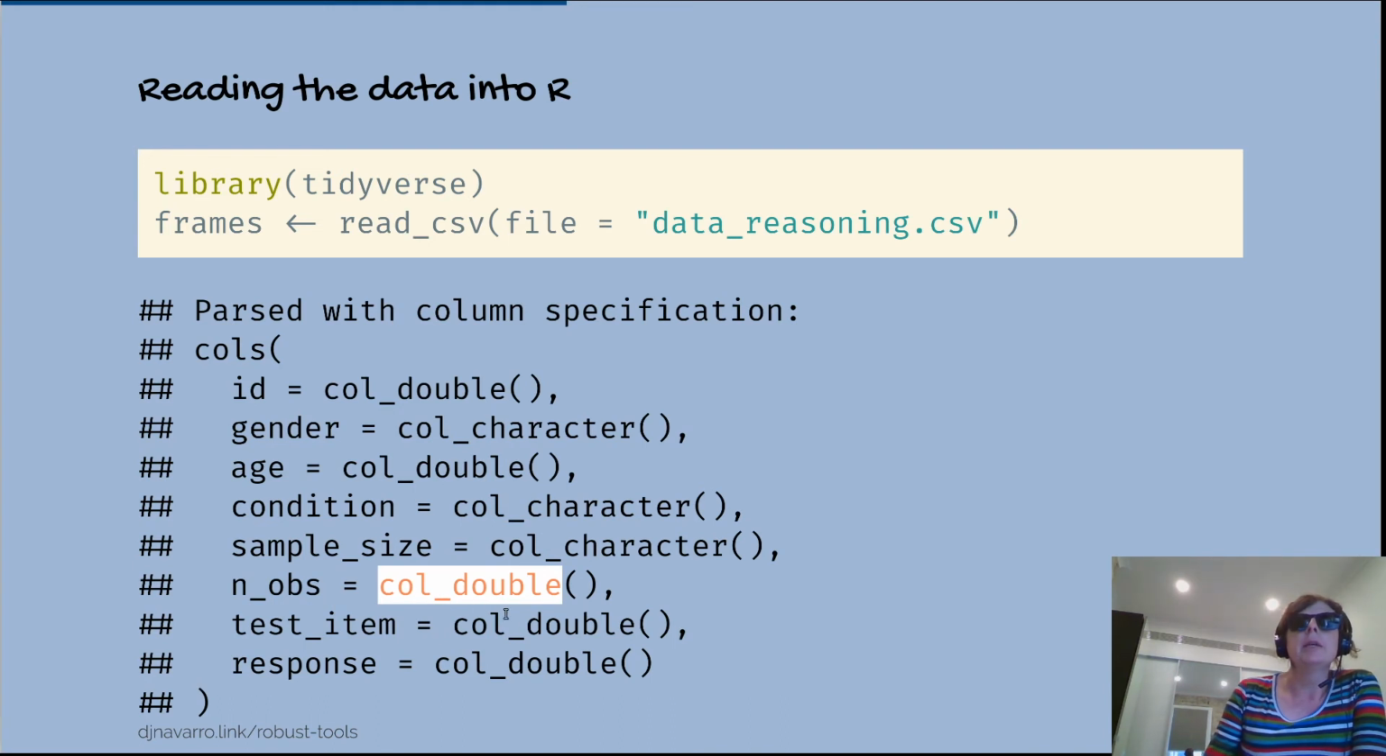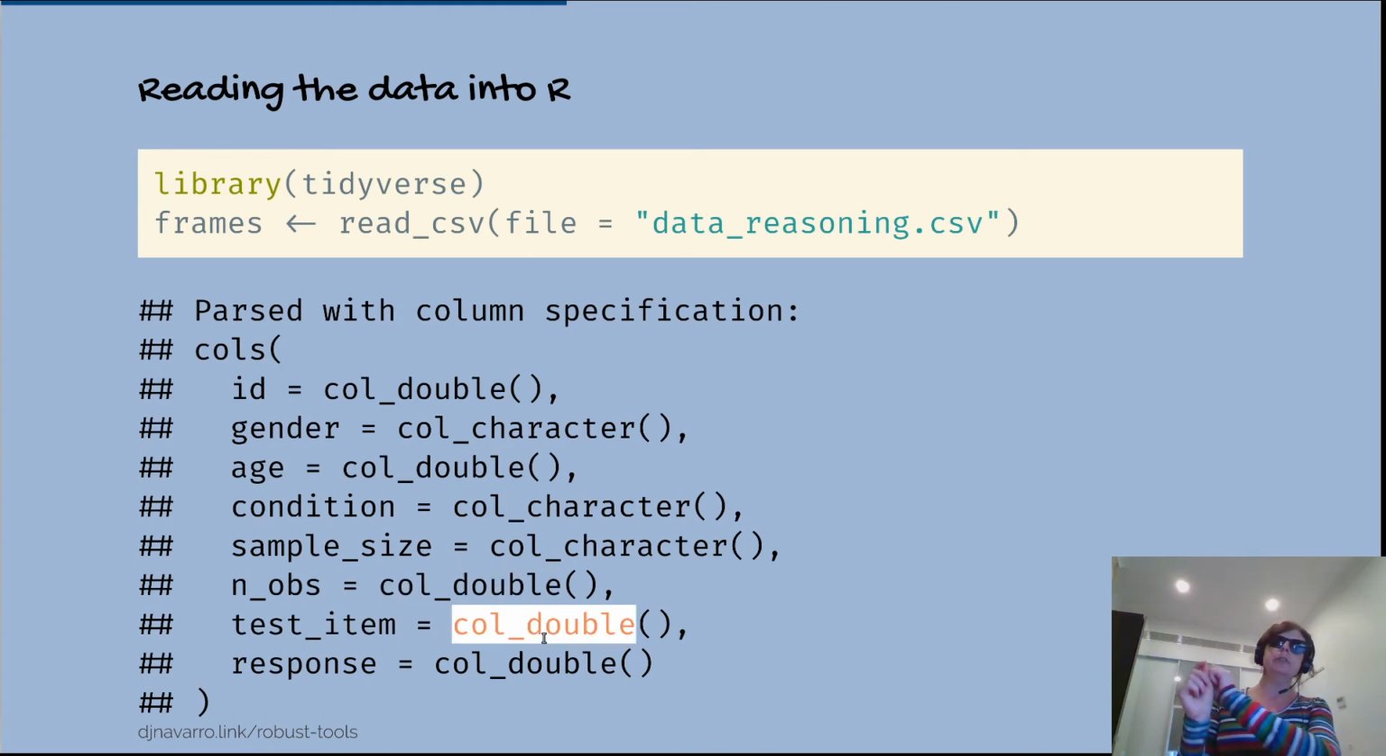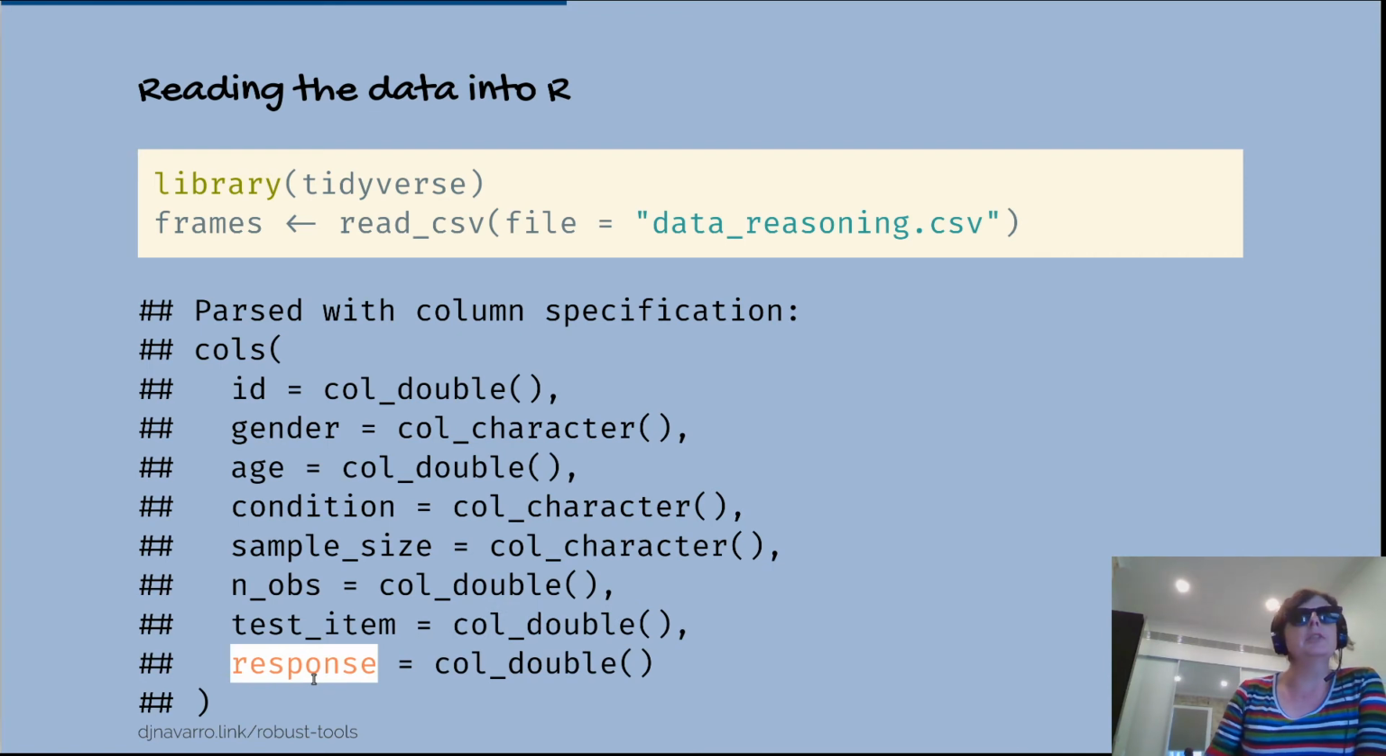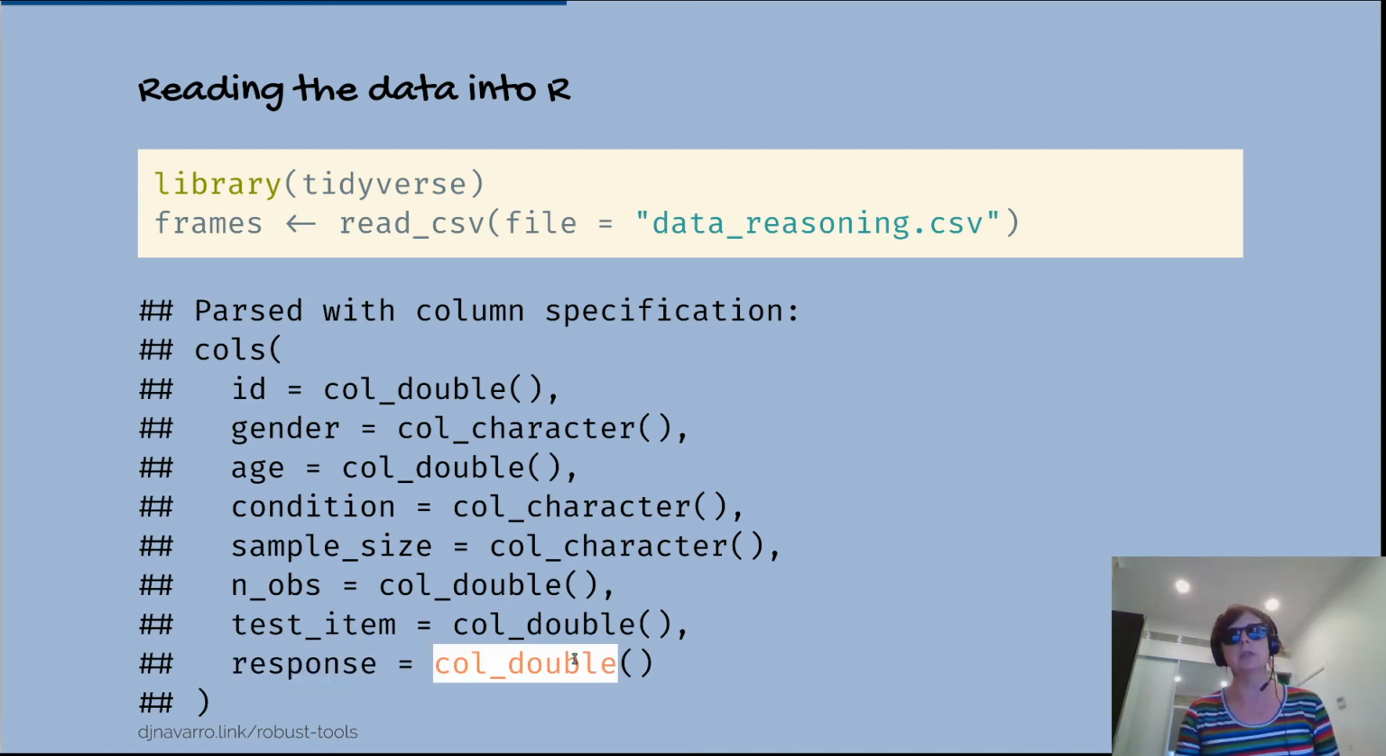That's numeric. Test item, that's the number from 1 to 7 that indicates whether it was a rock of small size at 1, large at 7, that's a numeric variable. Response, that's the participant's actual response in the experiment, and that is numeric as well. So that's col double, meaning that it is a numeric beastie.